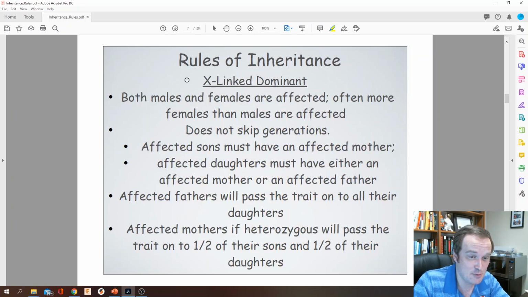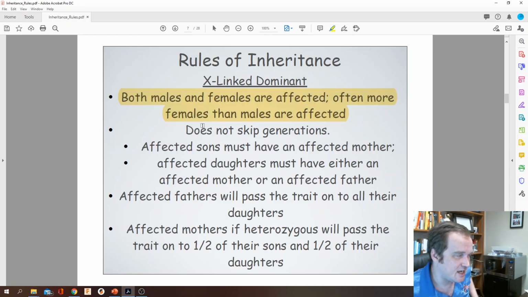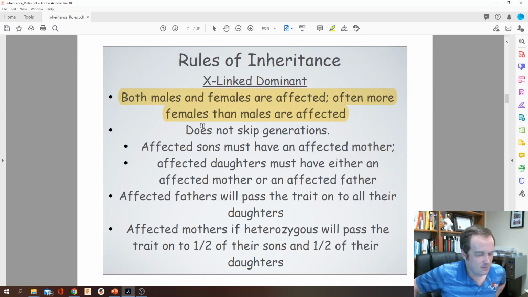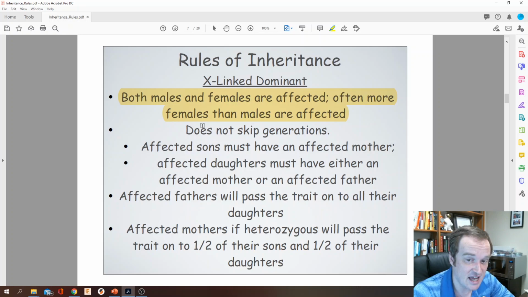So X-linked dominant. Both males and females are affected, but often more females are affected than males. If you think about why this is, in a dominant trait you just need one copy to show the disease. And since females have two copies of the X chromosome, that means they're twice as likely to show the trait than males. This also does not skip a generation.